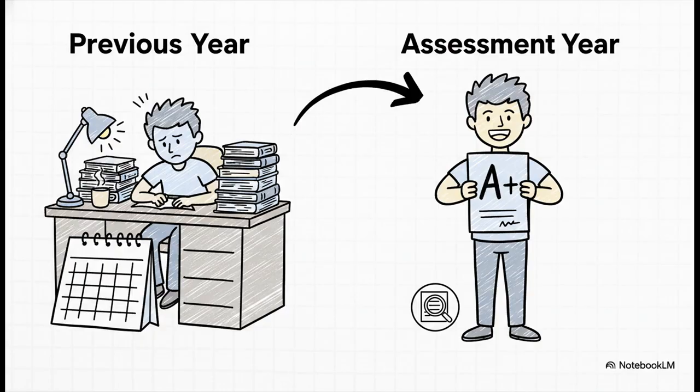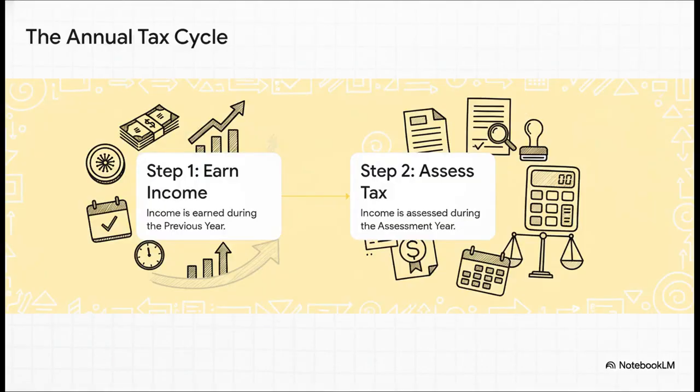A really easy way to think about this is like a yearly report card for your money. The previous year is you doing all the work, earning your income. And the assessment year, that's when the report card comes out. It shows the results of all your hard work, which in this case is how much tax you owe. So the cycle is super straightforward. Step 1, you earn income during the previous year. Step 2, that income gets assessed and taxed in the assessment year. It's a simple, predictable 1-2 punch every time.